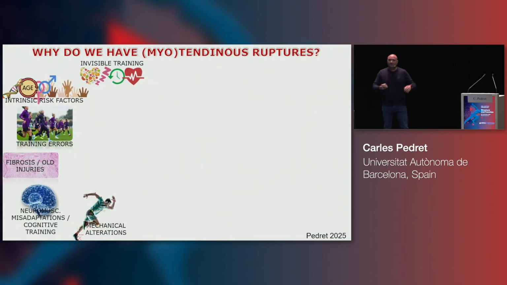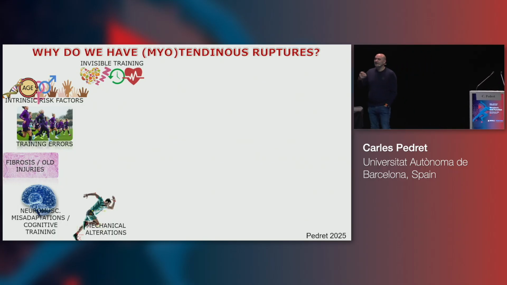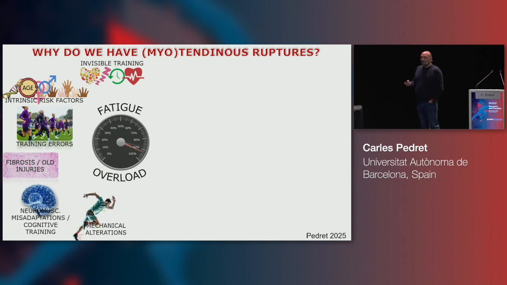So first of all, if you ask a simple question, why do we have myotendinous junction injuries or myotendinous junction ruptures? You can think about every single material in nature that you can imagine, okay? So it's all about overload: that material reaches an early fatigue, and then this material will fail.